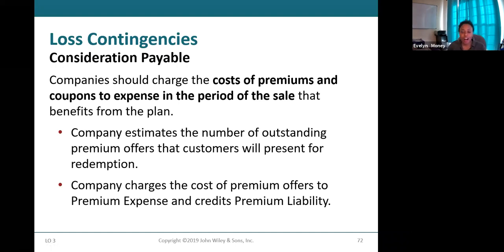Now, the discussion of loss contingencies in terms of our premiums is a bit of a longer discussion. So I'm going to end the video right here only because I want you to take a look at the walkthrough video for warranty so you can get that in your heads. And then in the next video, I will discuss the premium liabilities as well as how we deal with coupons in more detail.